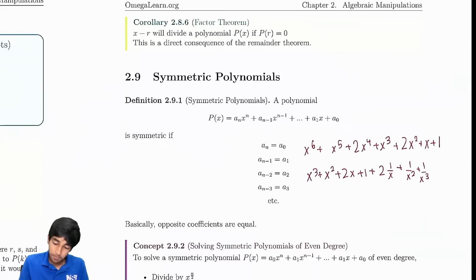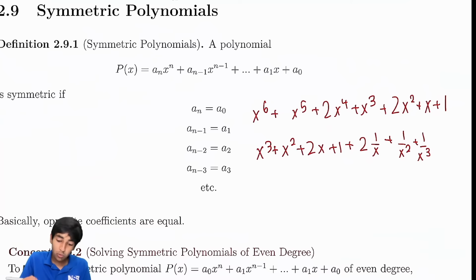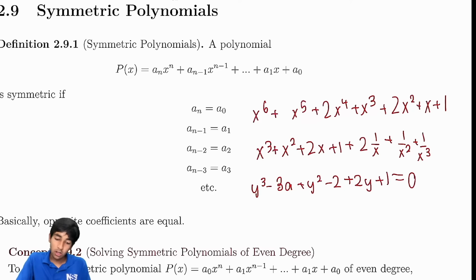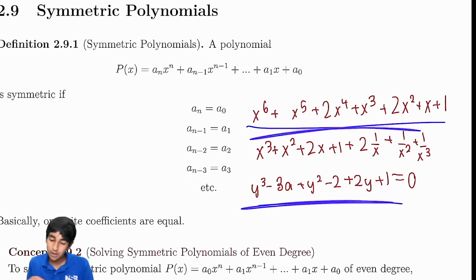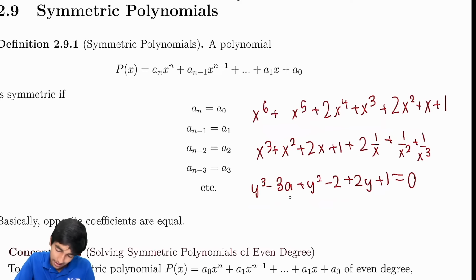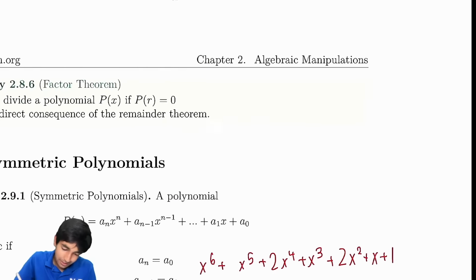By using these, take a look. Let's just call x plus 1 over x y. Now we can rewrite this as x cubed plus 1 over x cubed, which is just y cubed minus 3y, plus x squared plus 1 over x squared, which is nothing but y squared minus 2, plus 2 times x plus 1 over x, which is just y, so 2y, plus 1. Now we basically halved the degree of this polynomial. Instead of a 6-degree polynomial, we now have a cubic.